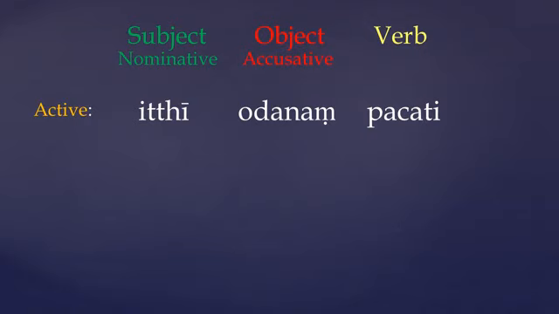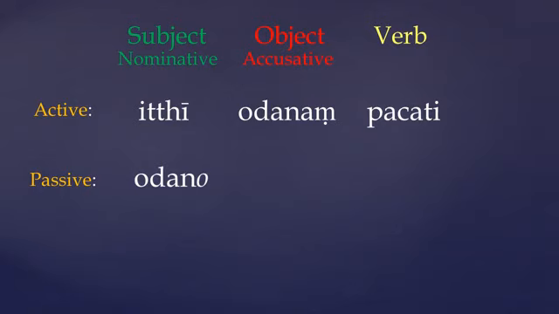So if we want to place this sentence in the passive voice, we have to make the rice the focus of the sentence. In effect, we make the object of the verb into the subject. So odana is placed in nominative case to become the subject, but it's not doing the action. In effect, it's controlling the verb. And the verb must be made to agree with this in person and number.